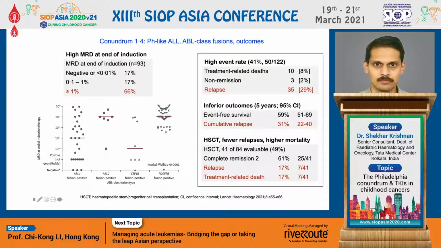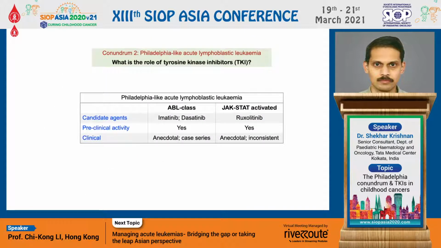events. So therefore, this entity, the ABL-class fusion ALL, which is a subtype of Ph-like ALL, are entities with poor outcomes, which may benefit from tyrosine kinase inhibitor therapy. So that's the point I want to make in this particular slide. So then the question is, how do we introduce tyrosine kinase inhibitors in this group?